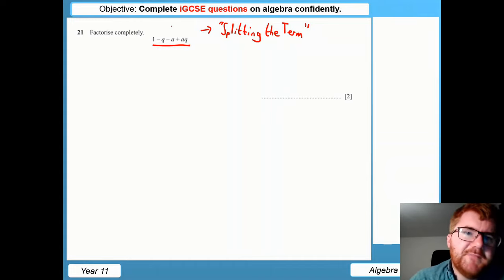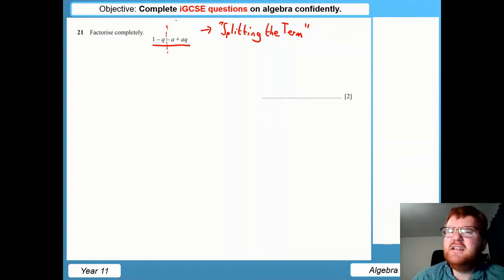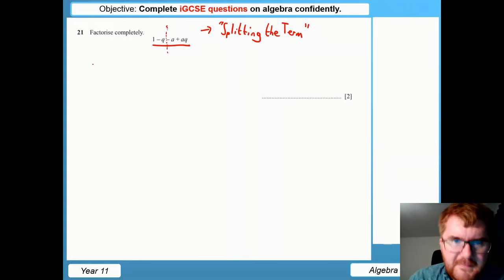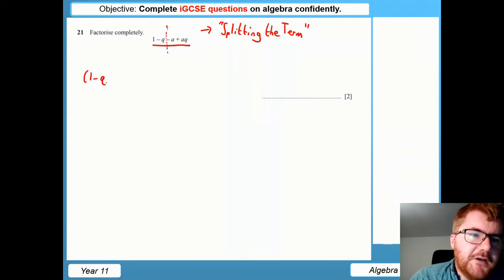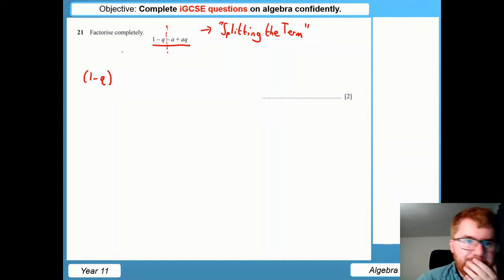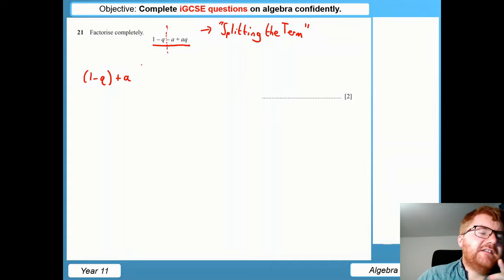So what I'm going to do is I'm going to separate this down the middle. Like so. You're thinking, what am I up to here? Well, let's have a look. So we've got 1 minus q, left-hand side of that line. And then we've got minus a plus aq. Notice we can factorise that. There is a common factor of a. So I'm going to take out a factor of a. Now notice I take a factor of plus a out. So you'll see that in a moment.